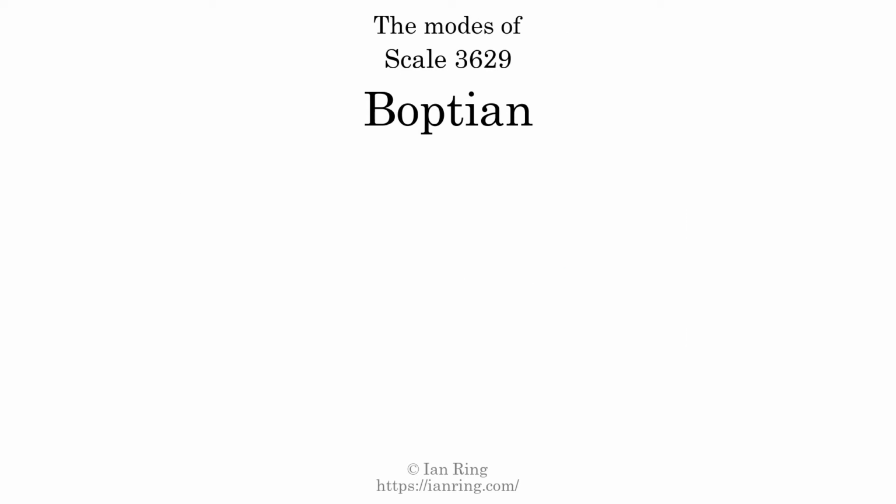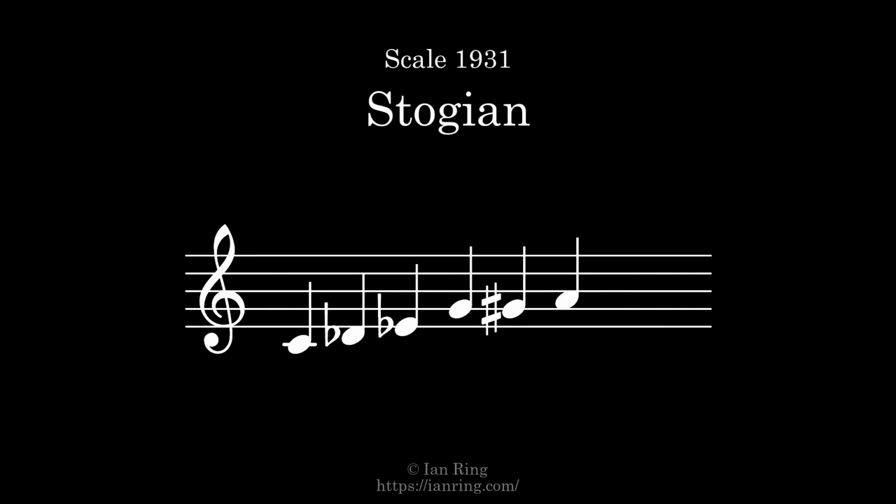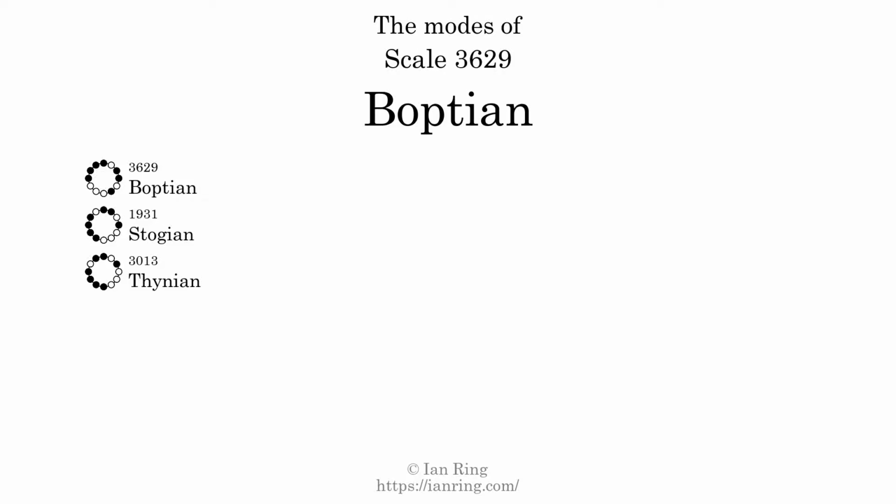This scale has 7 modes. The first mode is itself. The second mode is scale 1931, also known as Rojan. It sounds like this. The third mode is scale 3013, also known as Thynian. It sounds like this.